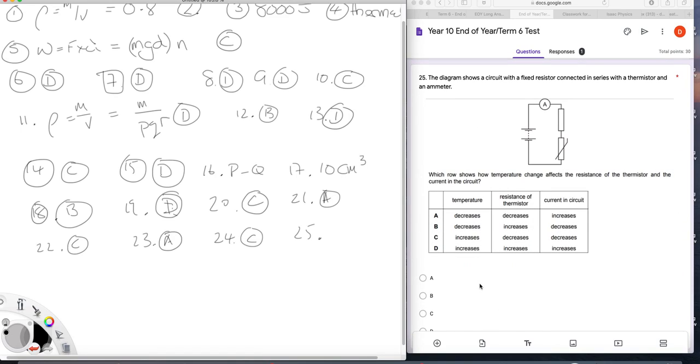25. The diagram shows a circuit with a fixed resistor connected in series with a thermistor and an ammeter. Which row shows how temperature change affects the resistance of the thermistor and the current in the circuit? Temperature decreases, the resistance of the thermistor will increase. So that's not true. If the resistance increases, the current in the circuit will decrease. So B is true. Temperature increases, decreases, no. Increases, no. The answer is B.